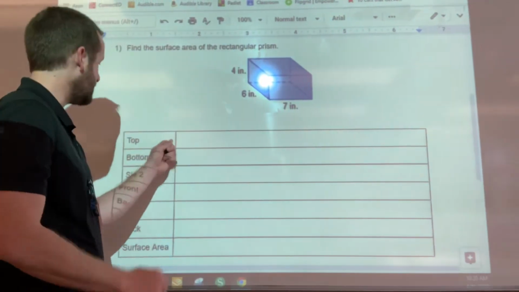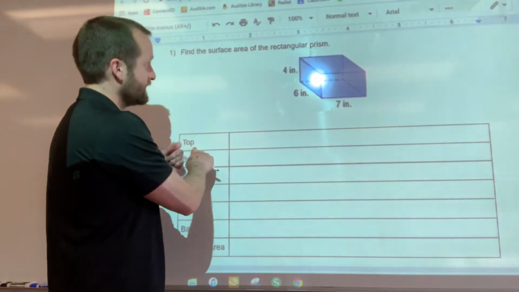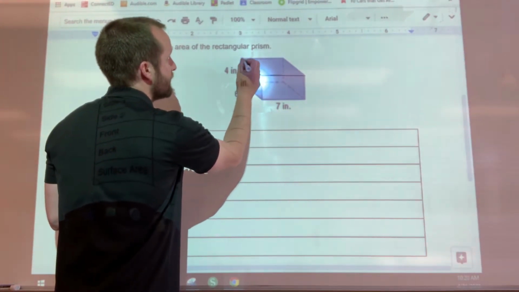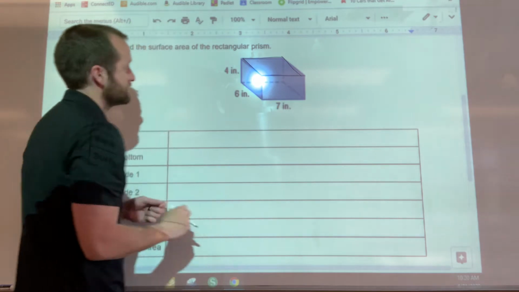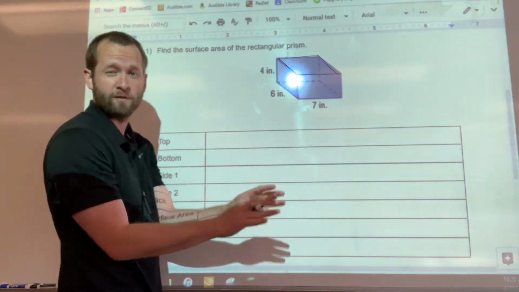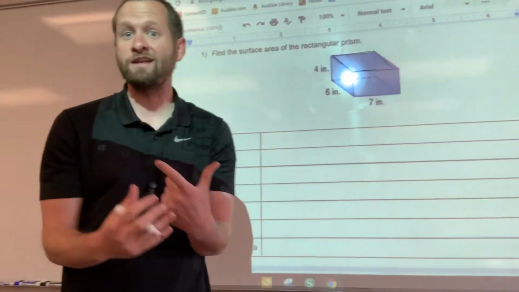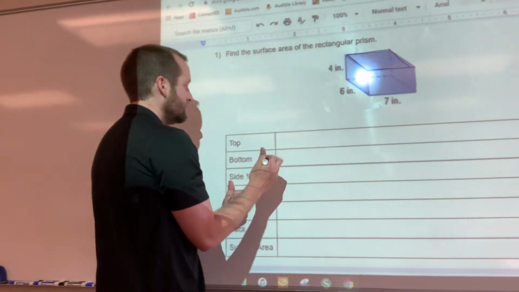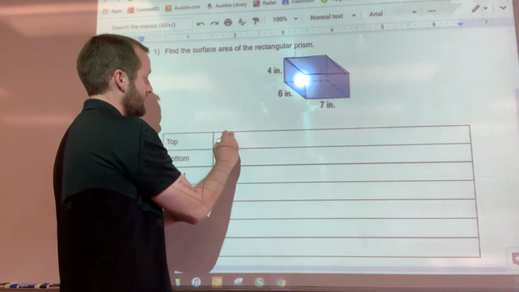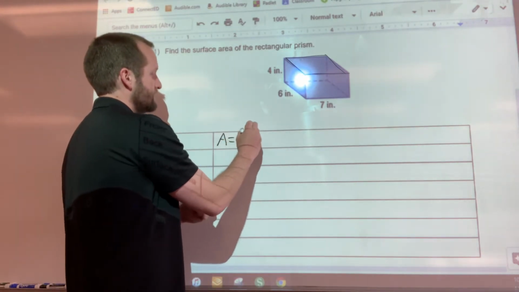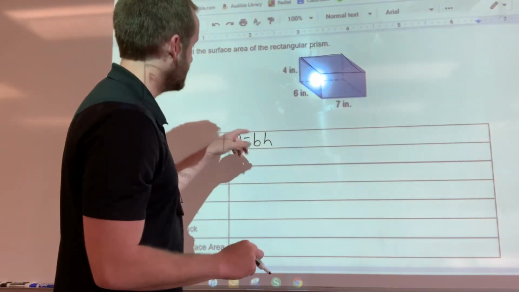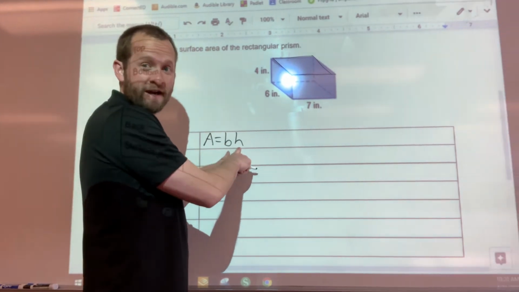And let's start with the top right here. Okay, so the top is right here. I'll outline it really fast. The top and the bottom, right? Okay, so it's a parallelogram. To find the area of a parallelogram, I'm going to start with a formula because it's very helpful. It tells me exactly what I need to do to get to where I want to go, right? The formula for the area of a parallelogram is area equals the base times the height. So I am going to now take these variables and replace them with the values that I know.